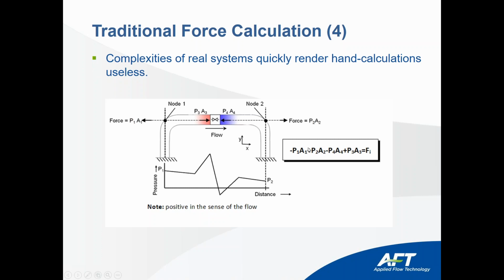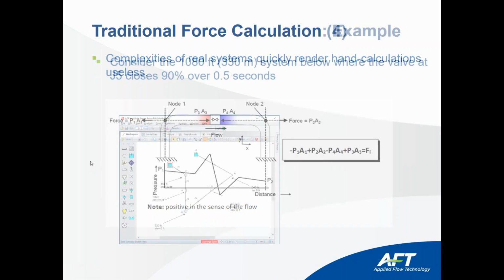So we have an equation where we have pressure 1 times area 1 plus pressure 3 times area 3 minus pressure 4 times area 4 plus pressure 2 times area 4. So now the equation is a little bit more complex because we have a component in the middle of this section that adds two forces to the equation.